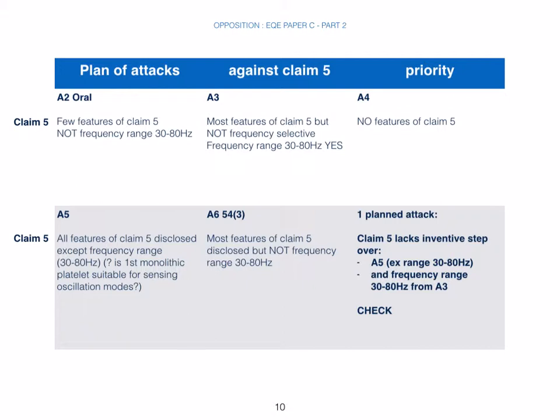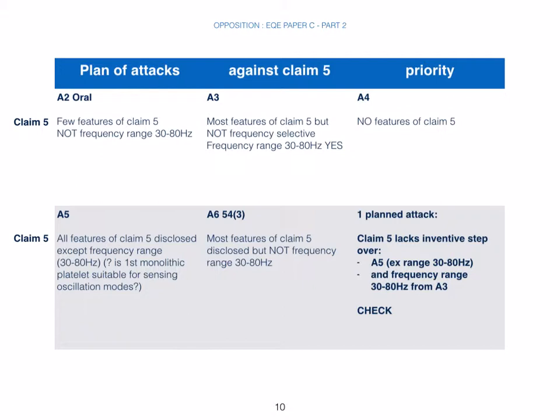A5 looks good if we confirm that the first monolithic platelet is suitable for sensing oscillation modes, which was not clear to me on my first reading, so it'll have to be checked. Starting from A5, missing frequency range, and bringing in A3 for the frequency range seems to be the most straightforward combination. We need to check for feasibility. If okay, we will adopt it.